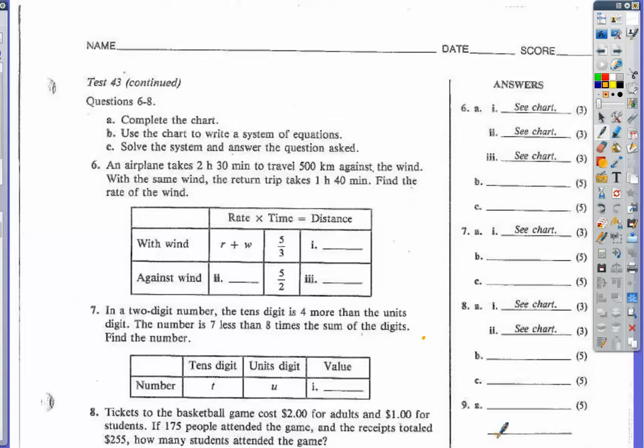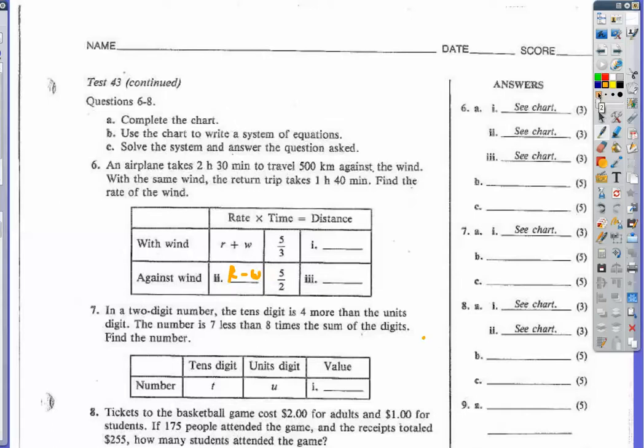So, an airplane takes 2 hours and 30 minutes to travel 500 kilometers against the wind. With the same wind, the return trip takes 1 hour and 40 minutes. Find the rate of the wind. So we know that the rate of the plane with the wind is going to be the rate of the plane plus the current. Against the wind, it's just going to be the rate of the plane minus the wind.